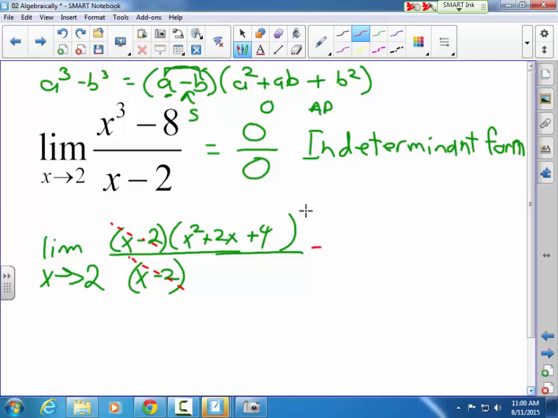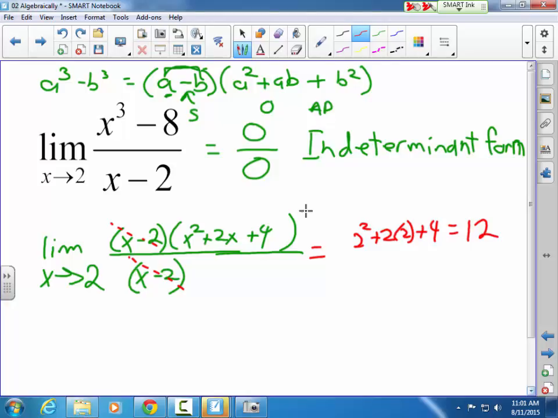So when we plug in 2, we're going to say 2 squared plus 2 times 2 plus 4. We get the number 12. So now we know we have completed the problem. We know that's the answer. The limit is 12.